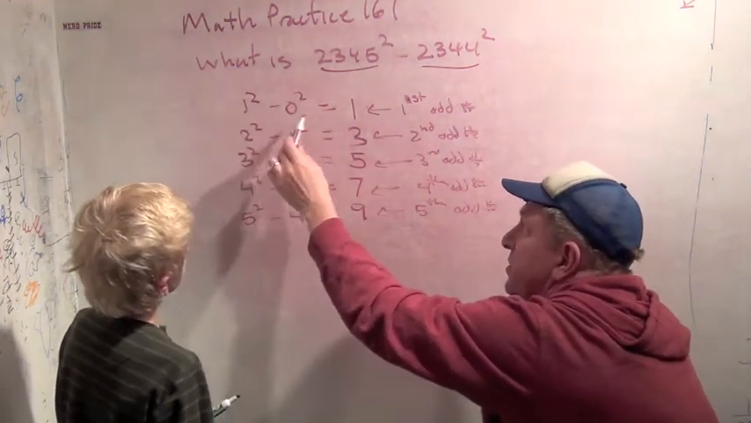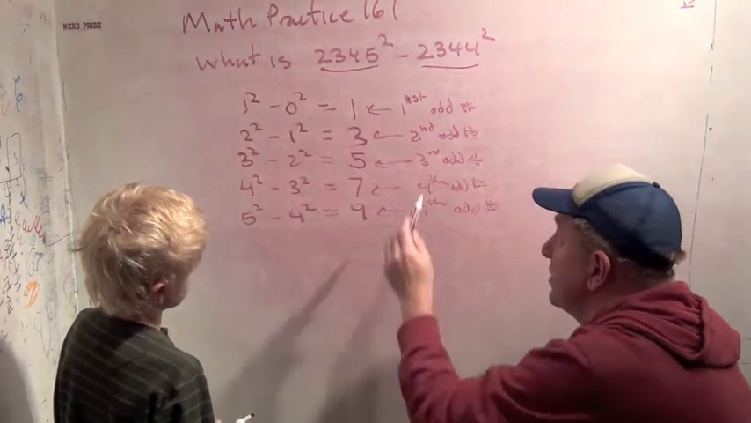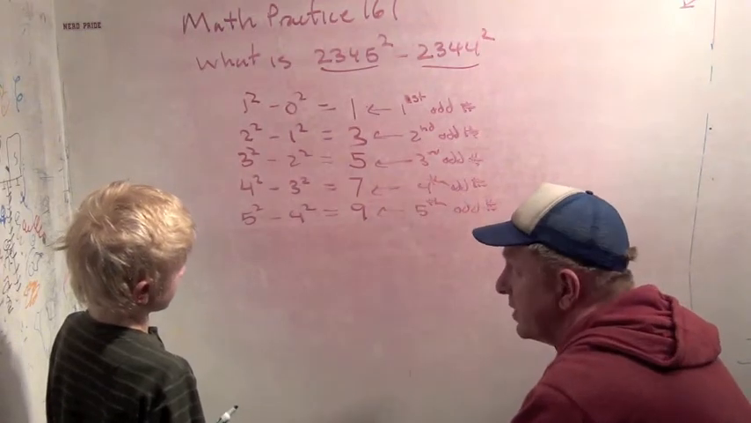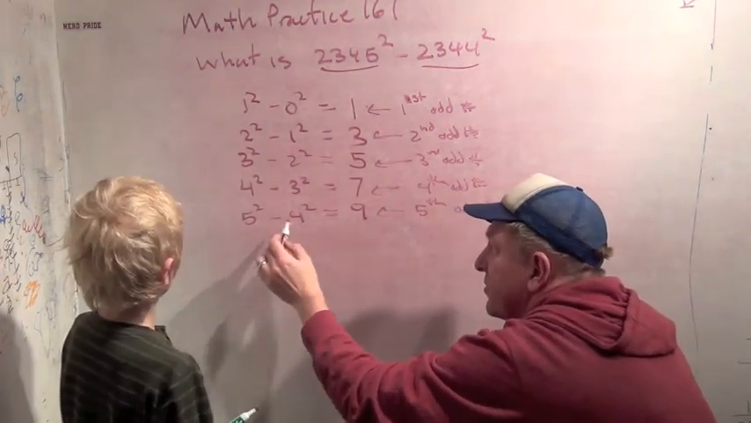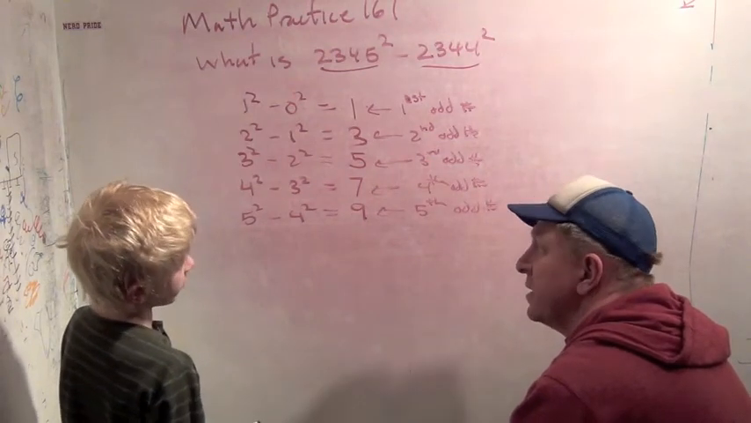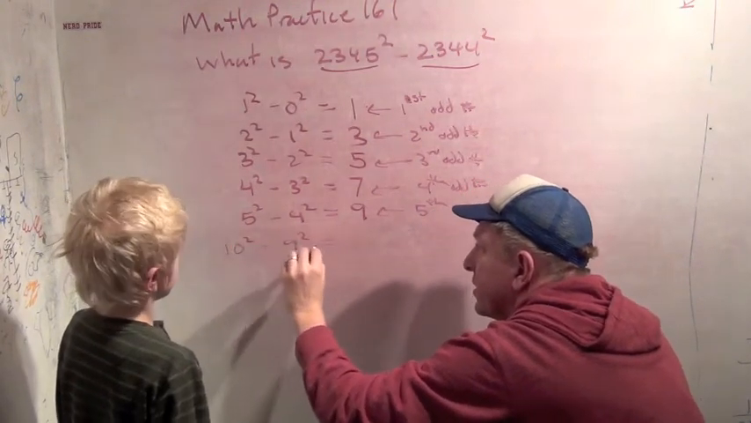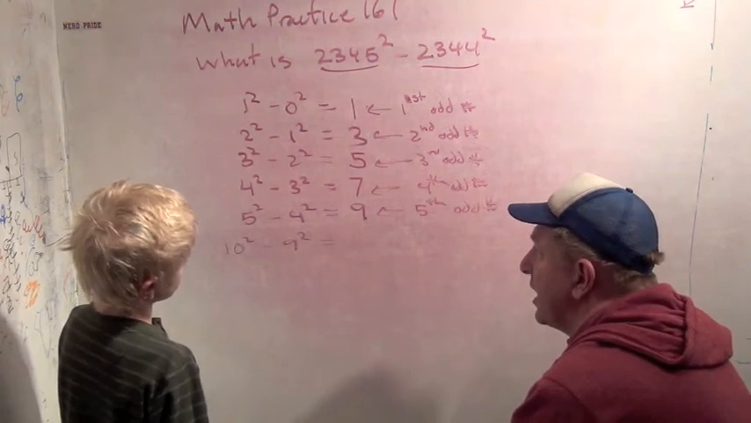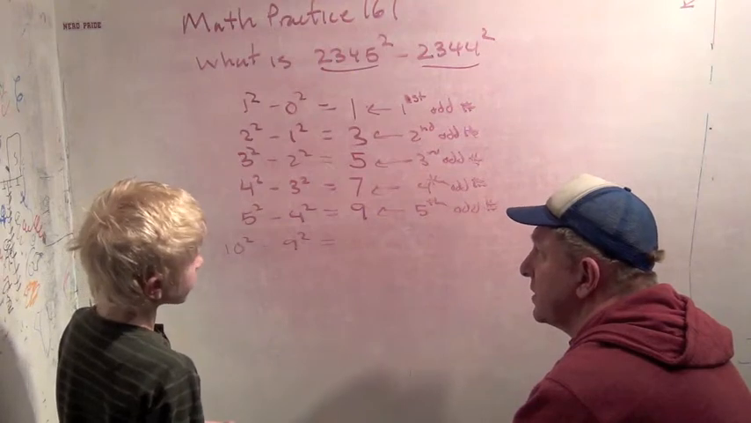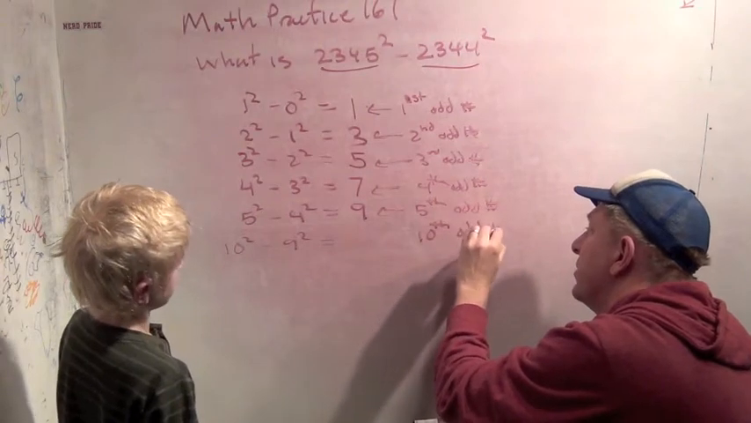So we have 1 squared minus 0 squared gives us the first odd number. 2 squared minus 1 squared gives us the second odd number. 3 squared minus 2 squared gives us the third odd number. So 5 squared minus 4 squared is 9, which is the fifth odd number. What do you think 10 squared minus 9 squared is going to be? Which odd number? If our pattern continues, this should be the tenth odd number.